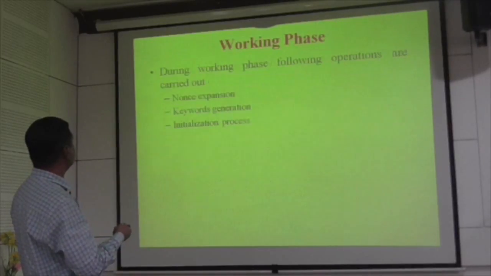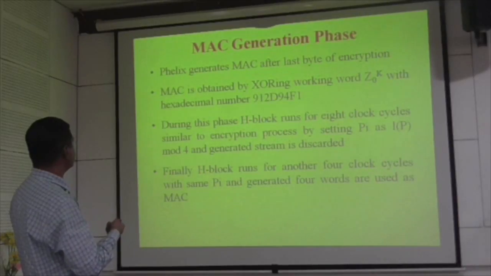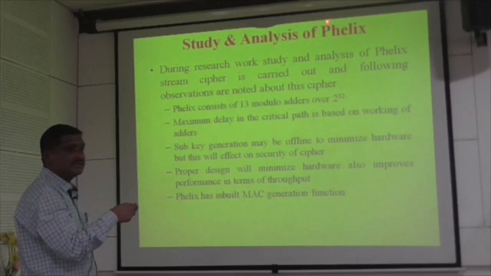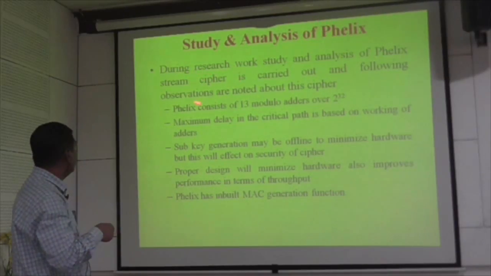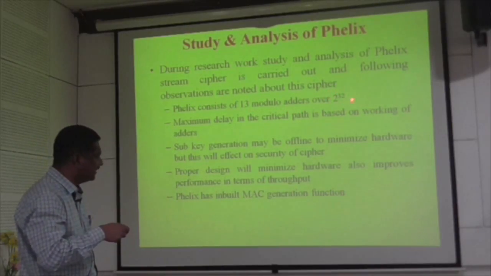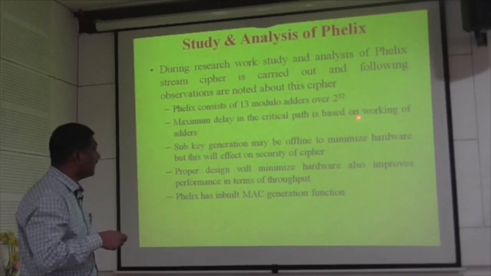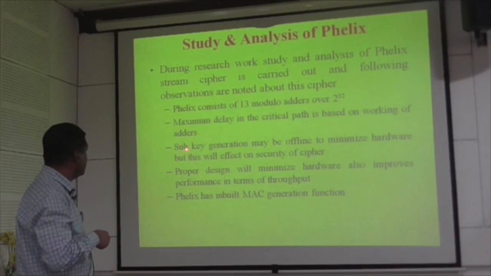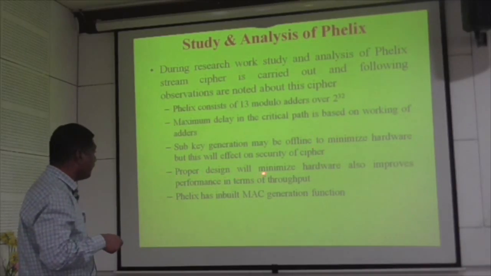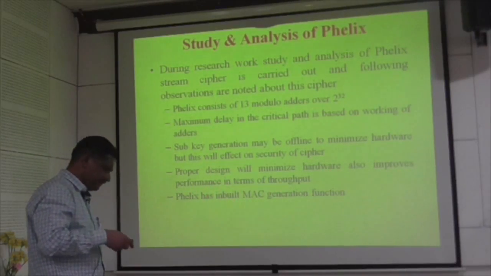In this particular case, I will go to that particular part of the graph. This is the X block, the major requirement, this is working, then nonce expansion, then keyword generation, then initialization process, map generation. The study and analysis of the Felix shows that Felix consists of 13 modular adders. Again, its modular addition is over 2^32. Maximum delay in the critical path is based on the working of the adders. Subkey generation is offline in many cases, but we are using online. Proper design will minimize hardware, improve the performance, and Felix has an inbuilt MAC function.